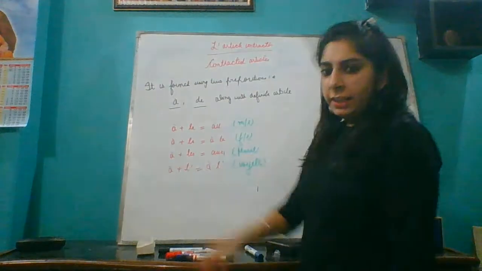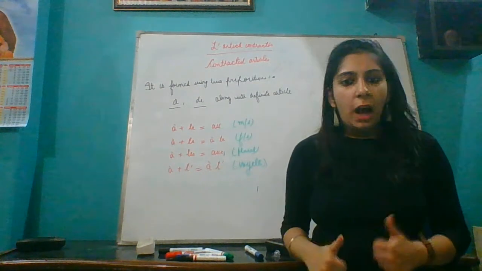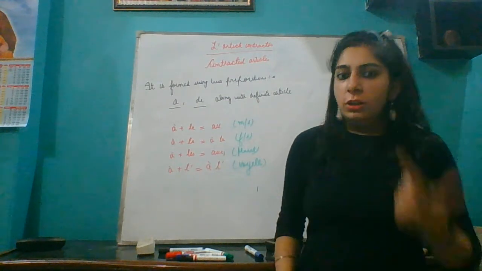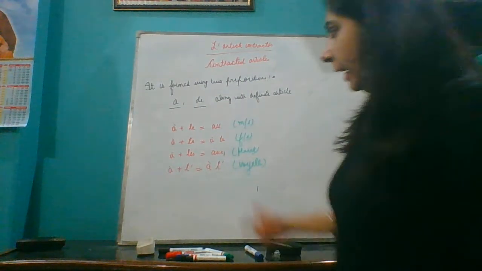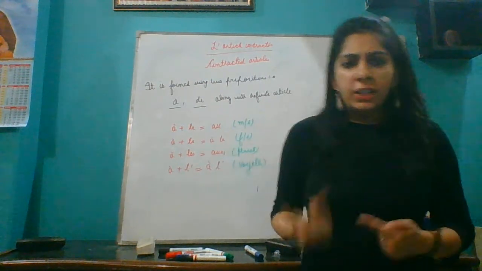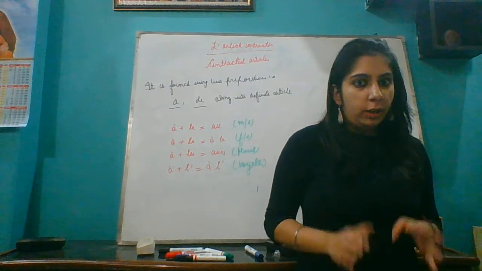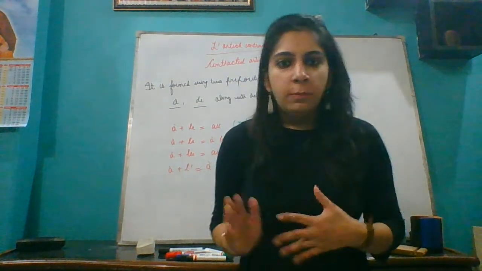Now, if you can see, we have the preposition à. The literal meaning for the preposition à is 'to' and 'at'. So, à plus le becomes au. À plus le becomes au. So, where is au used? Au is used when the noun is masculine singular.